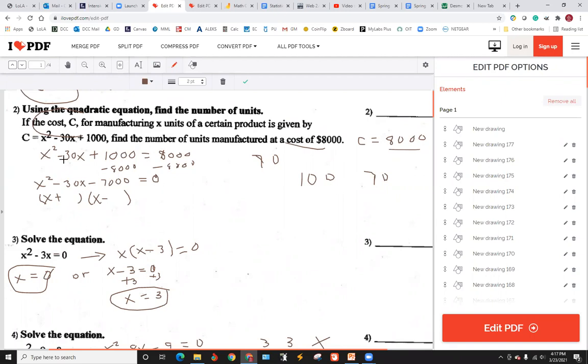Have a difference of 30. But we want the larger one to be the negative and the smaller one to be the positive. Oops. So the 100 goes here and the 70 goes there. So what are the solutions?